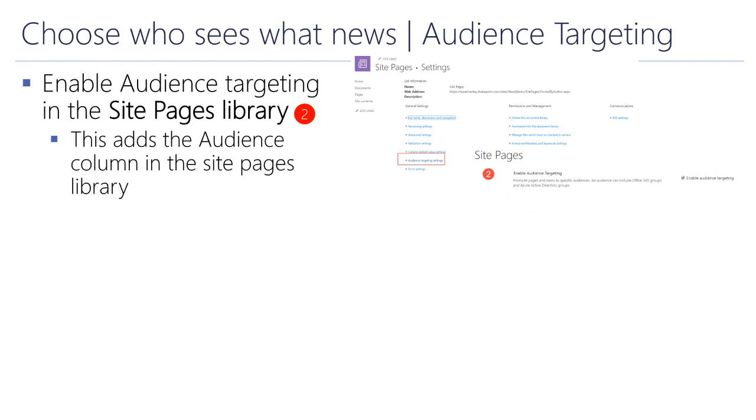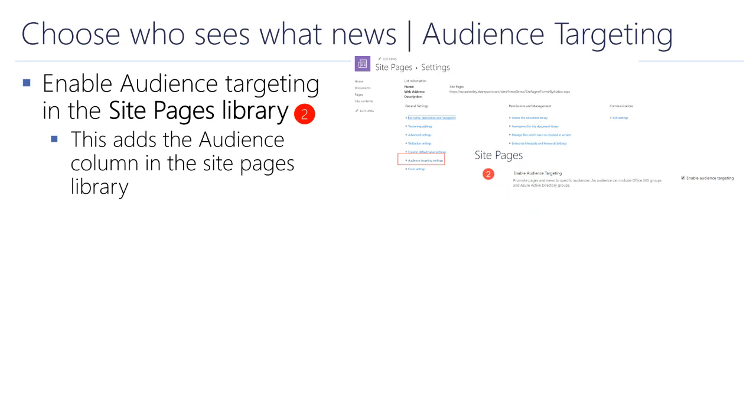Step 2, and this one really threw me initially, is that you have to go to the site pages library, go to audience targeting settings, which, by the way, is a classic setting and always was there. I would have never thought to go to a classic setting and check the box that says enable audience targeting.